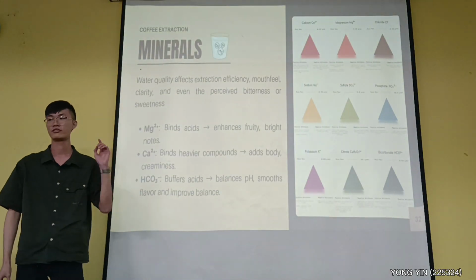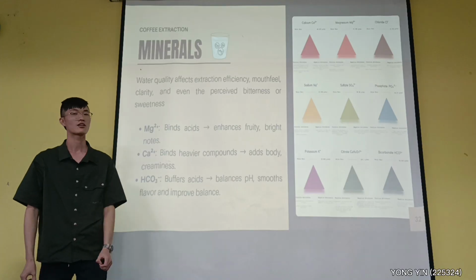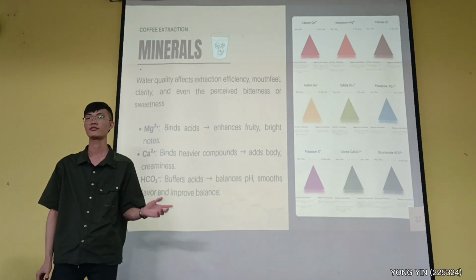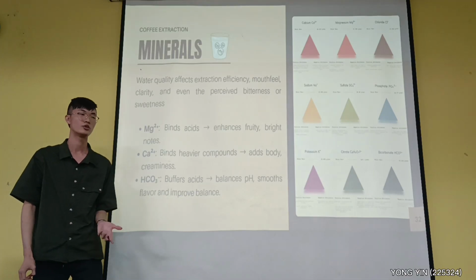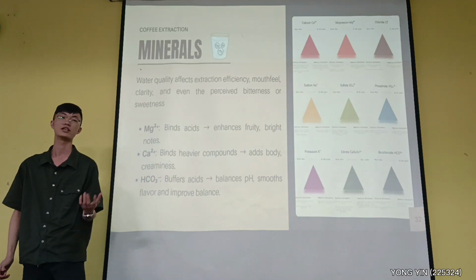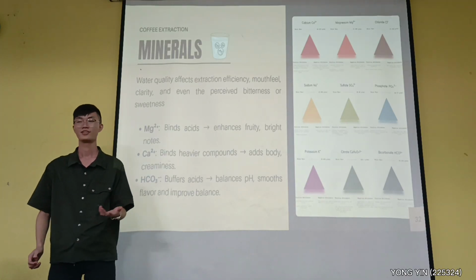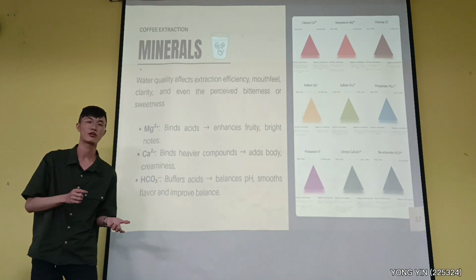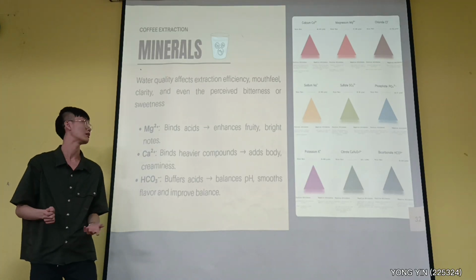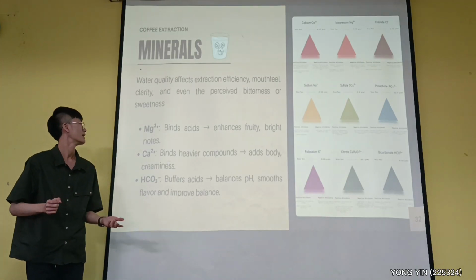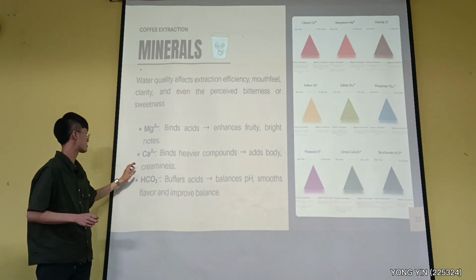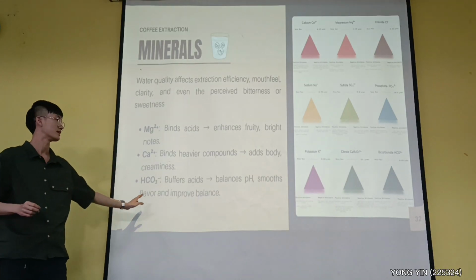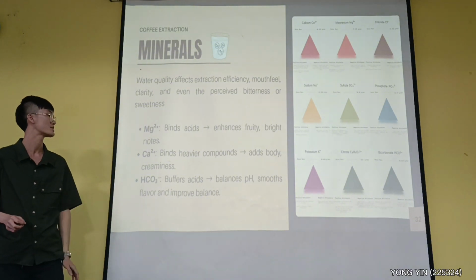Next, moving on to minerals. Coffee is made up of 90 to 95% water. In water, there are naturally occurring minerals, which interact with the coffee grounds in dissolving the compounds. These three, magnesium, calcium, and bicarbonate ions, are the major contributors to extraction.